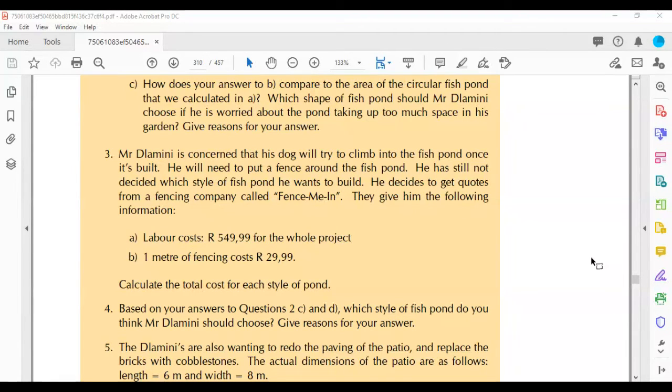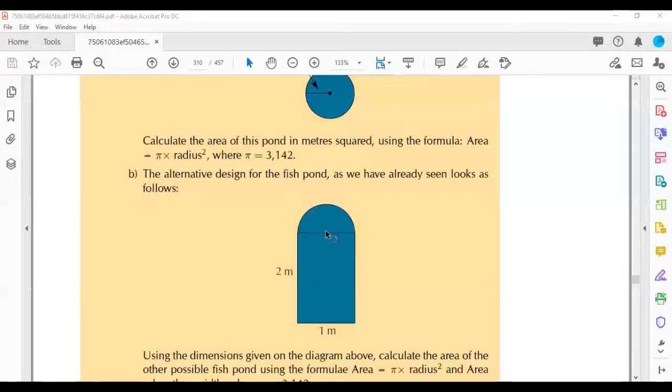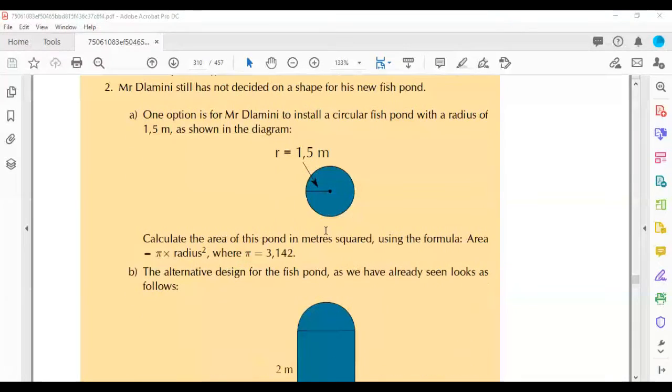We were looking at measurement of perimeter and measurement of area. That is the topic we want to cover. In the previous week, we touched a little bit on measurement of perimeter. We looked at question number 2. We calculated the area and the perimeter using these dimensions, using the formulas that we are familiar with.